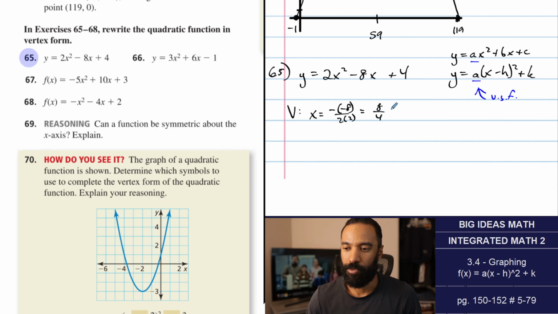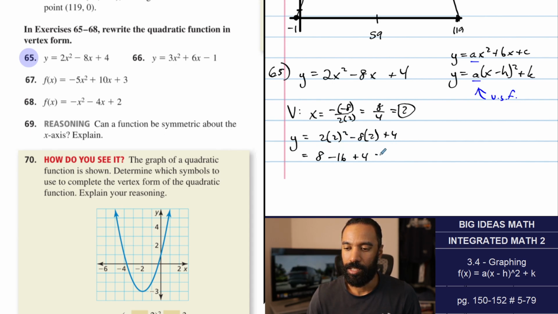This is 8 over 4, which is 2. The y value for this, we're going to do 2 times 2 squared minus 8 times 2 plus 4. 2 squared is 4 times 2 is 8. Minus 16 is negative 8. Plus 4 is negative 4. So your vertex is at 2, negative 4. The a value is 2.